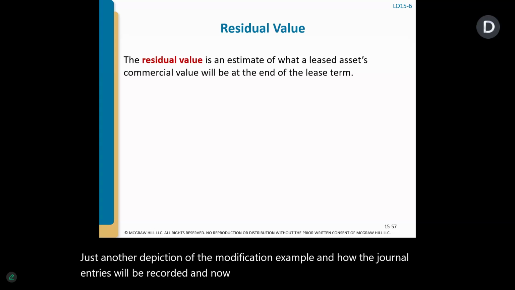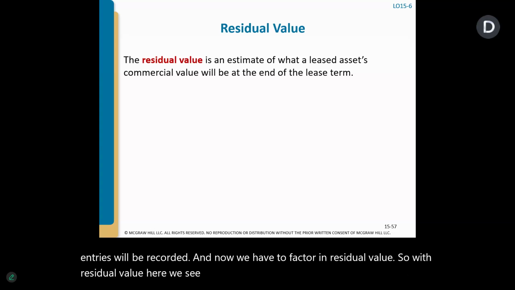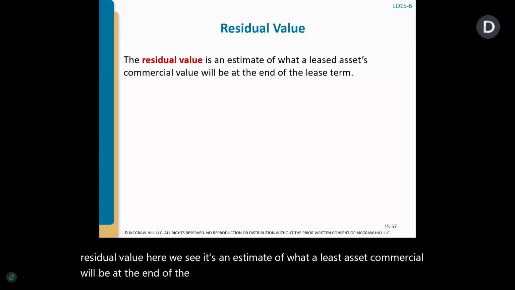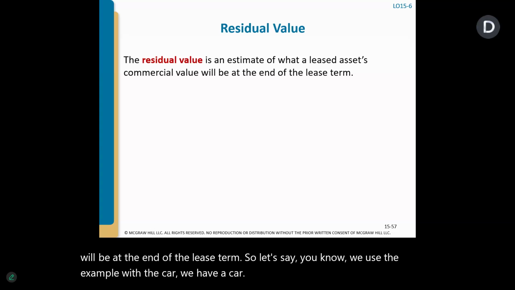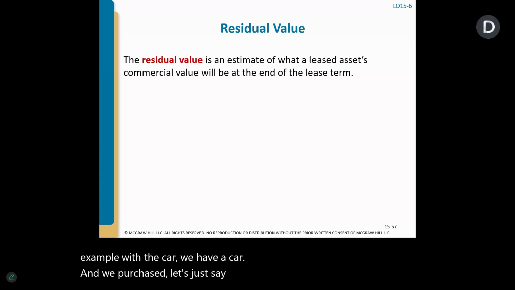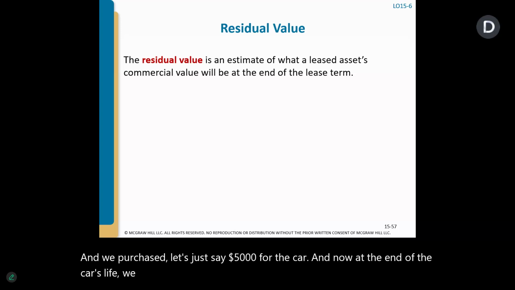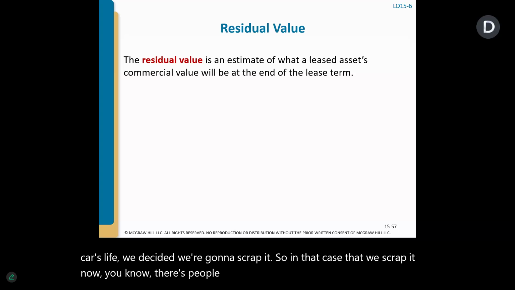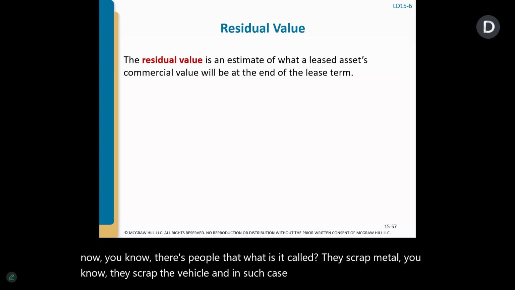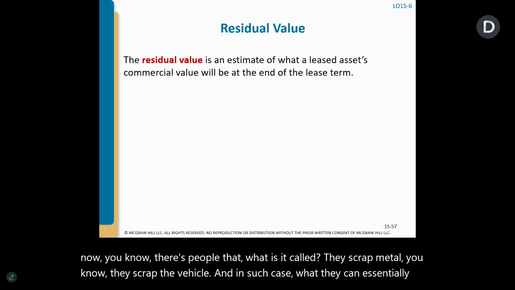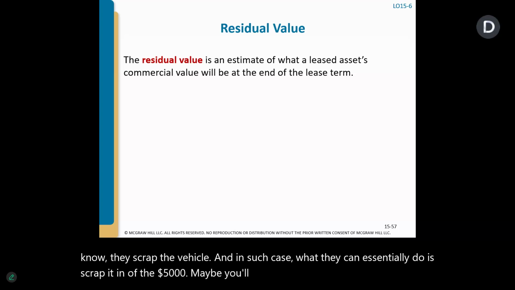And now we have to factor in residual value. Residual value is an estimate of what a leased asset will be worth at the end of the lease term. Let's use the example of a car. We purchased a car for, let's just say, $5,000. At the end of the car's life, we decide we're going to scrap it. There are people who scrap metal and scrap the vehicle, and in such a case, of the $5,000, maybe you'll get about $500 or a few $100s.